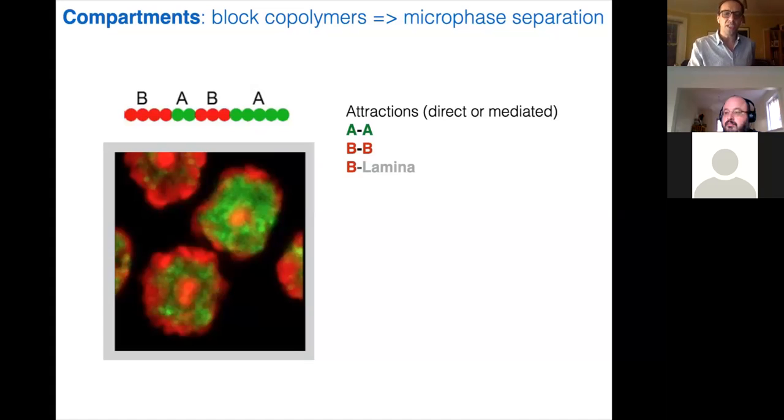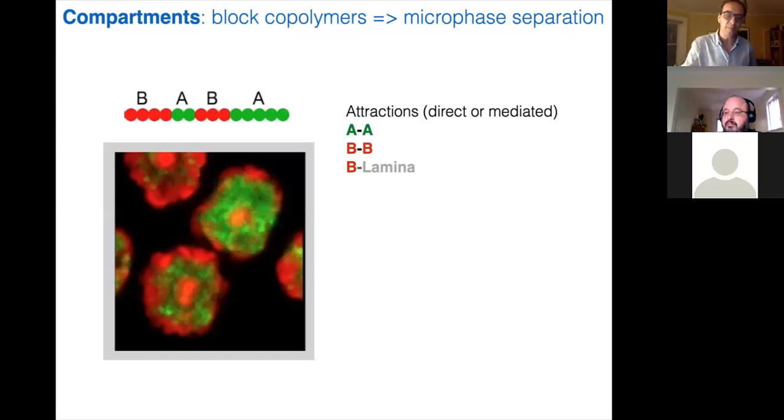And now the question is, what kind of interaction, what kind of organization, what kind of physics is behind this kind of separation of A and B in the genome? And what we've shown is that this is essentially a microphase separation of a block copolymer. In principle, the question that we had originally is about the type of interactions that drives this. Because in principle, this can be driven by attraction between A and A, B and B, and B and the lamina. What I did not tell you is that A and B regions are functionally different from each other.